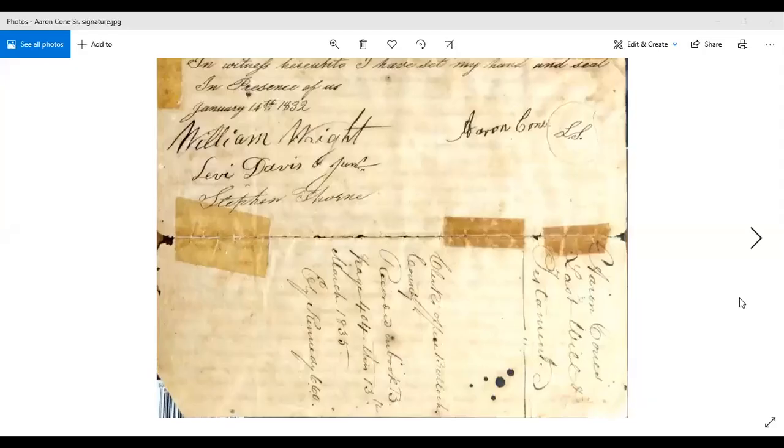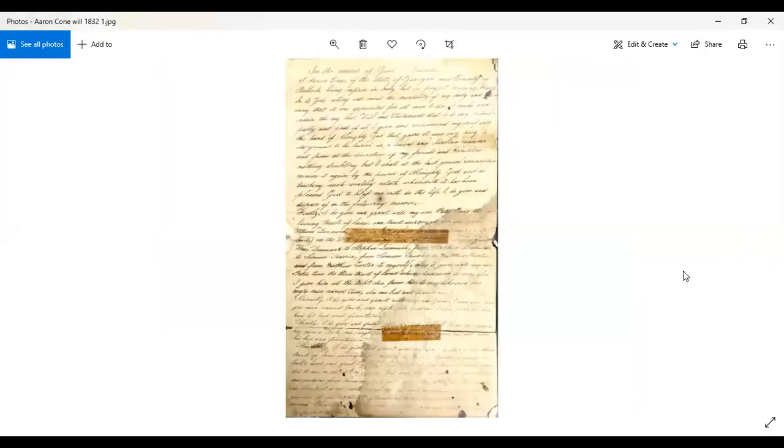So this is actually a copy of the last will and testament of Aaron Cohn. This is one of those holographic copies. It is not in the best condition, as you can see, but you can tell the handwriting is quite different. It is damaged, of course. It is quite old. It is being held together between two panes of glass at the moment.